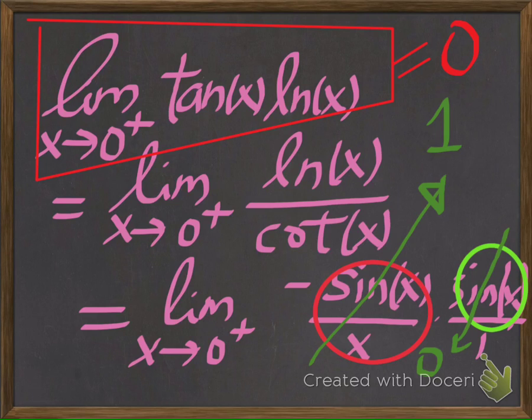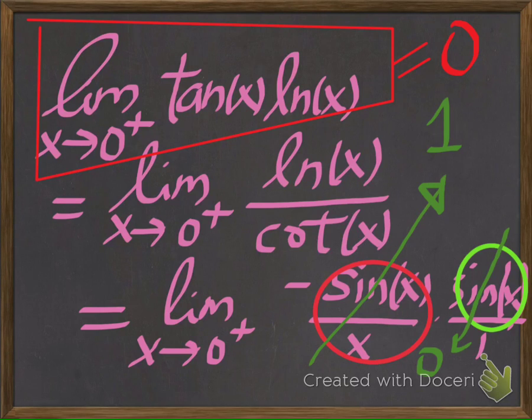And again here, recall MAT 132. Sine x over x approaches 1 as x approaches 0 plus, and sine x becomes sine 0 as x approaches 0 plus. Don't forget there's a negative outside, so negative times 1 times 0 still gives 0. Therefore the limit of tangent x ln x as x approaches 0 plus is actually 0.